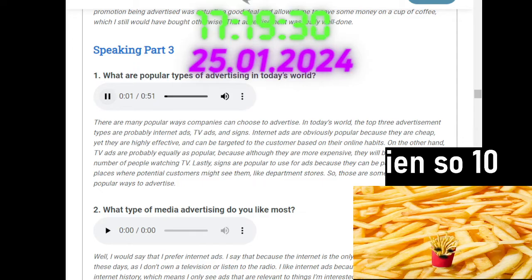There are many popular ways companies can choose to advertise. In today's world, the top three advertisement types are probably internet ads, TV ads, and signs. Internet ads are obviously popular because they're cheap, yet they are highly effective and can be targeted to the customer based on their online habits. On the other hand, TV ads are probably equally as popular because although they are more expensive, they will be viewed by a large number of people watching TV. Lastly, signs are popular to use for ads because they can be put into specific places where potential customers might see them, like department stores. So, those are some of the most popular ways to advertise.